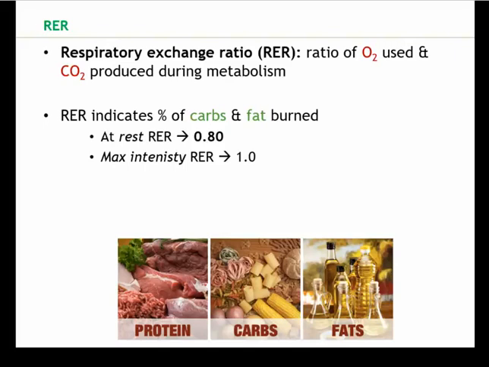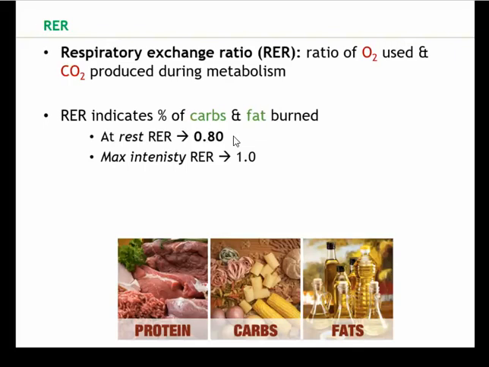It has been shown to exceed 1 at extremely high intensities and short durations, but this is less accurate during anaerobic metabolism and more accurate during aerobic. Respiratory exchange ratio is also most accurate during steady state exercise. So at rest, we see 0.8. That basically gives us those percentages that we learned earlier in the chapter: about 33% carbs and 66% fat is being metabolized at rest. So that's the ratio, this 0.8 ratio.